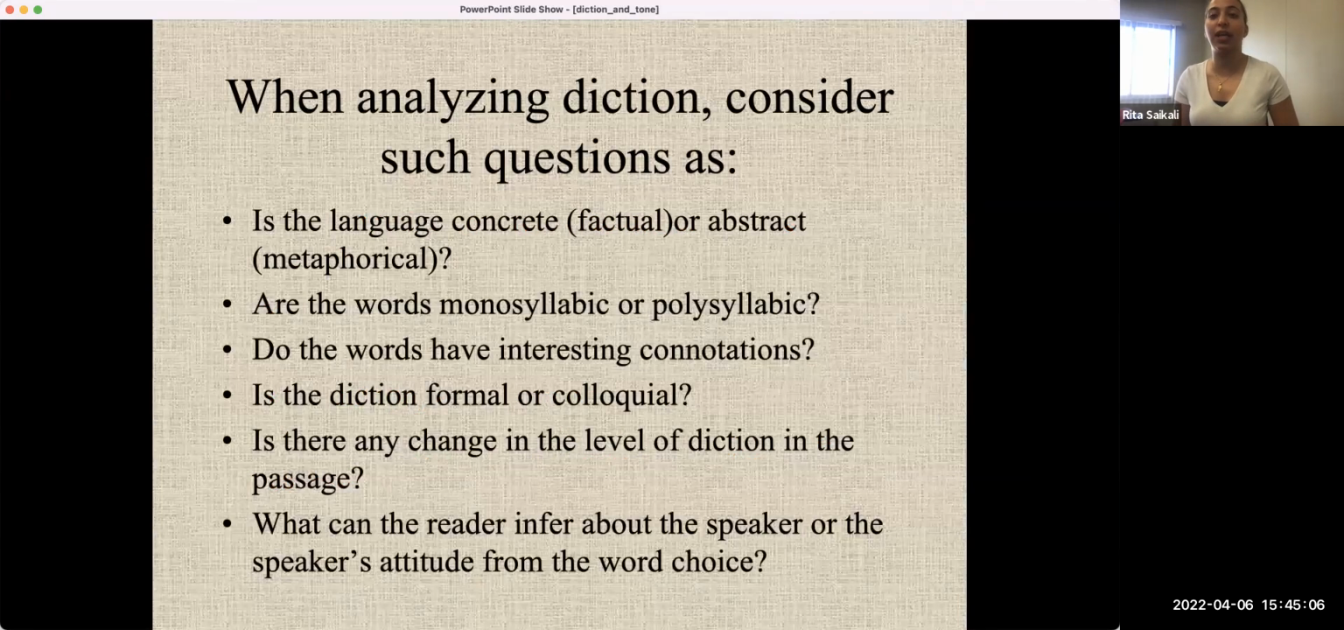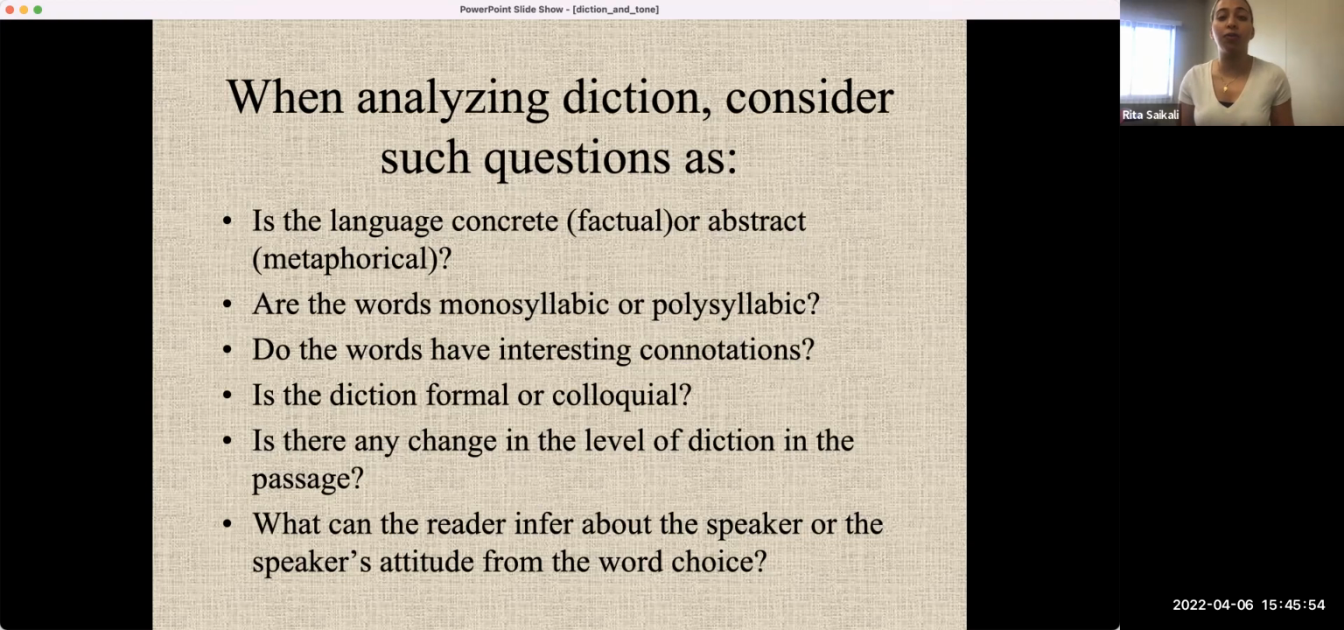When analyzing diction, meaning when you are looking at the words and why they chose certain words, these are some questions that you should consider. One, is the language concrete or is it abstract? Is it a metaphor or is it what we say it is? If I look at this computer and I say this is a computer, it's pretty concrete. But if I say you are like a flower that blooms in the spring, that's pretty abstract. It's more of a simile, a metaphorical sense of language, and each one carries its own meaning.